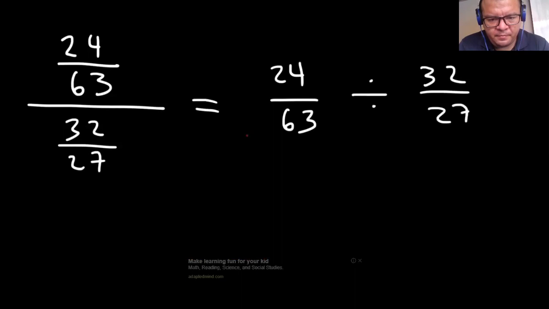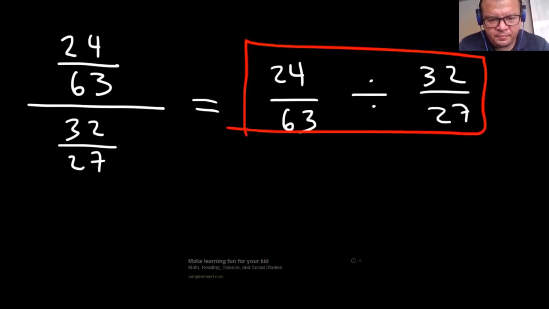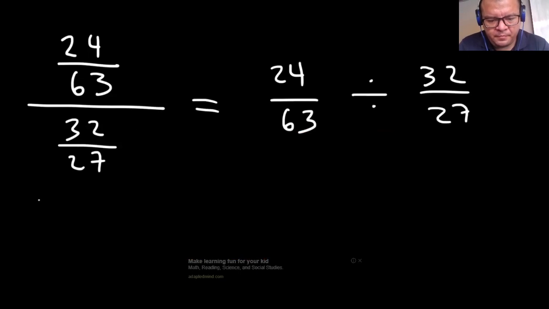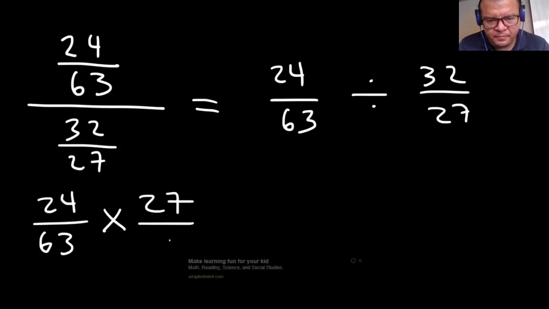So now it's in a form that we're more familiar with. So using keep change flip, it's going to be 24 over 63 times the reciprocal of the second fraction, 27 over 32. So now we need to find a way.